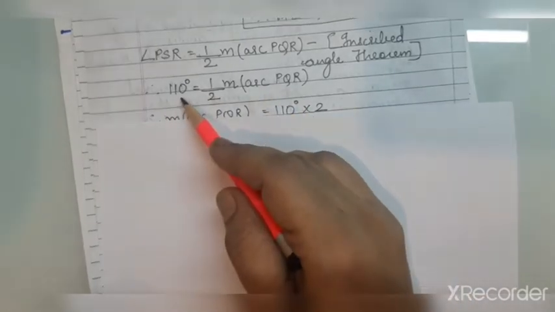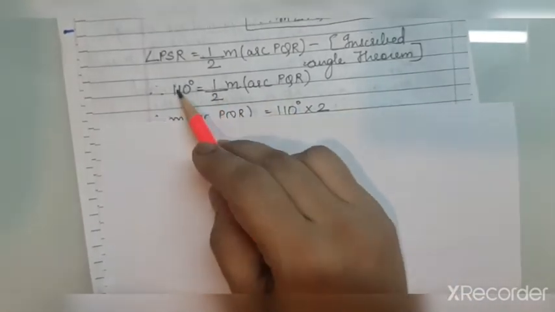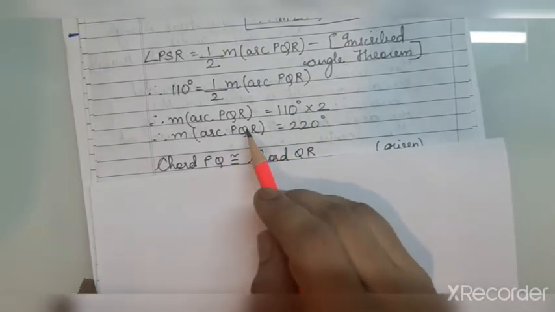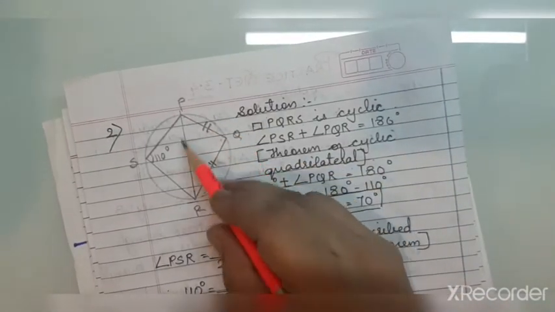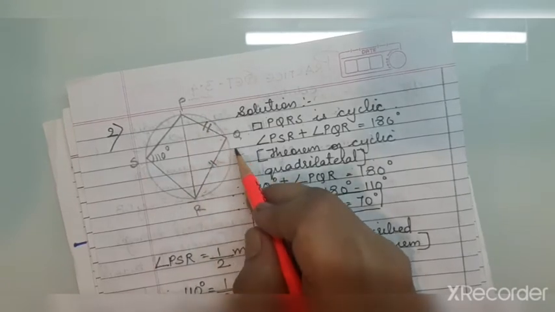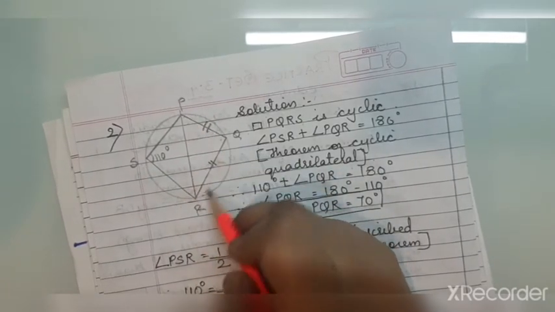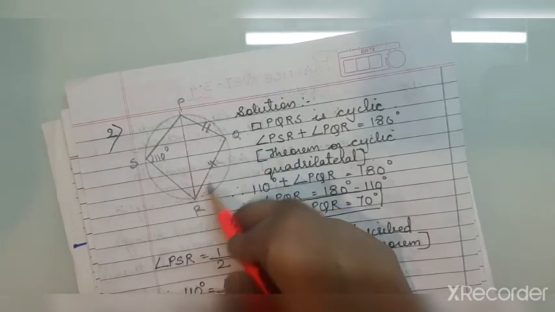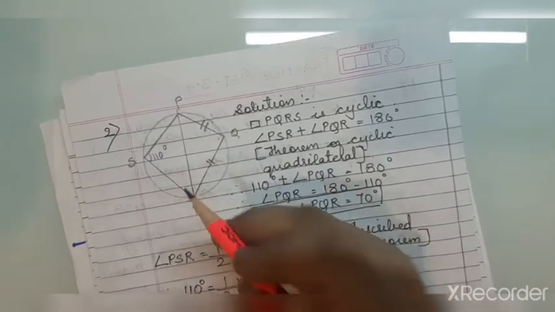So we will substitute here, and therefore when we shift this half to the other side, it will be multiplied by 2 and the answer is 220 degrees. That is measure arc PQR. Since PSR is half of measure arc PQR, PQR will be double. So 220 degrees. So measure arc PQR is 220 degrees.